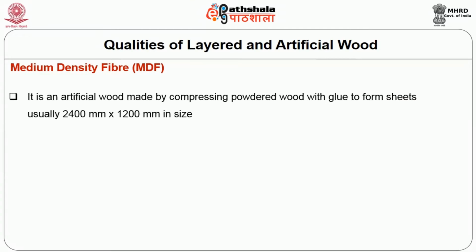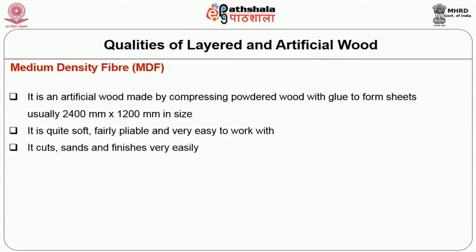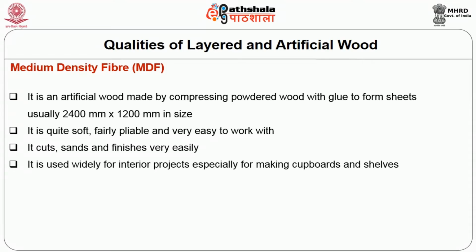It is an artificial wood made by compressing powdered wood with glue to form sheets usually 2400 mm by 1200 mm in size. The qualities of the MDF are, it is quite soft, fairly pliable and very easy to work with. It cuts, sands and finishes very easily. It is used widely for interior projects, especially for making cupboards and shelves.